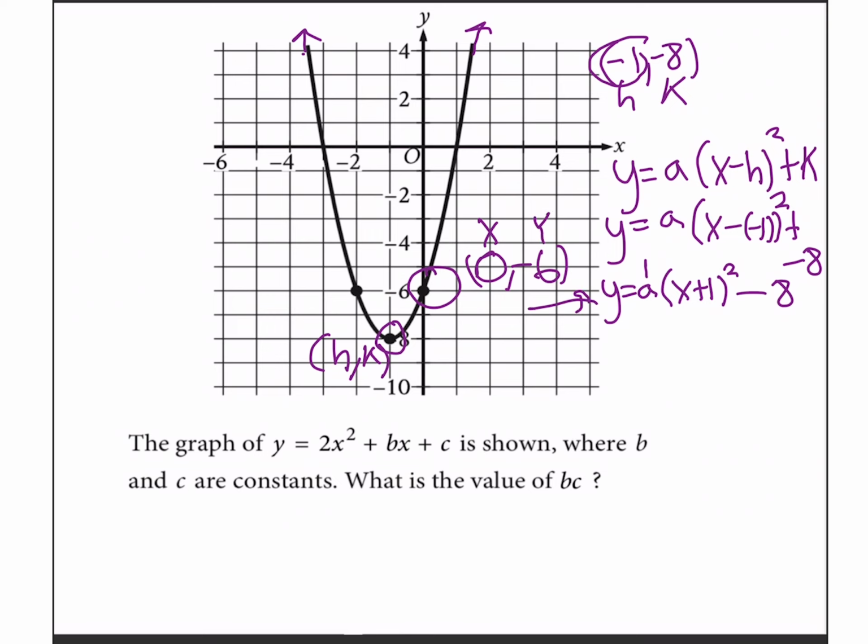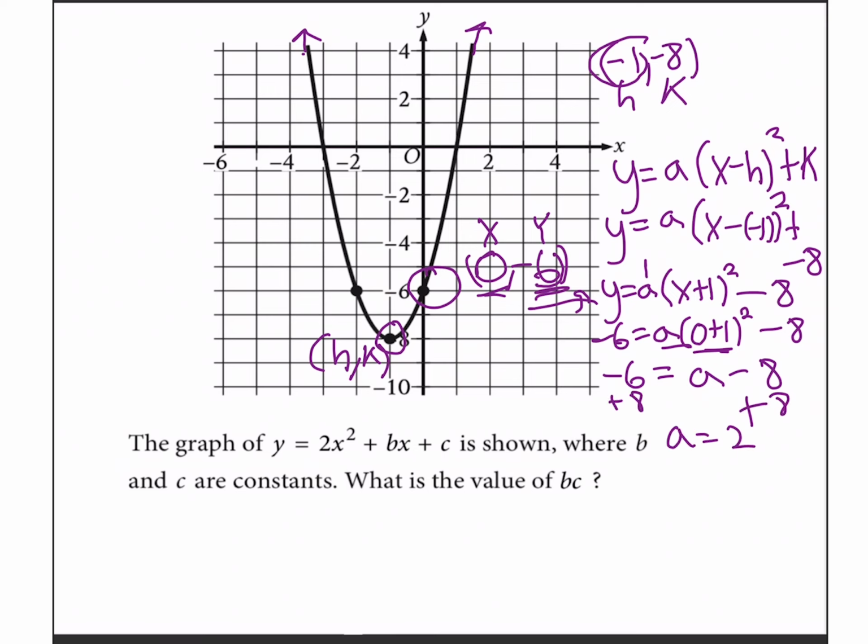So now using this equation, I'm going to say, okay, when y is -6, I still don't know a value, but I'm saying when y is -6, the x is 0. Right, so now simplifying that, I have -6 equals, so 0 plus 1 squared, of course, is 1. 1 times a, so I just have a, and then this is a -8. Adding 8 to both sides, I get a equals 2.